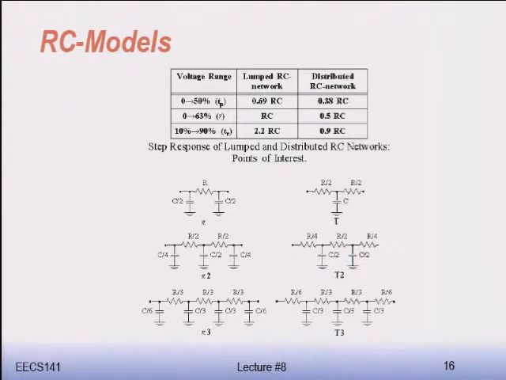Because here you're looking at 2.2. For the 10 to 90% delay, the lumped delay is 2.2 and the distributed delay is 0.9. I mean, you can call this 2 and this 1.